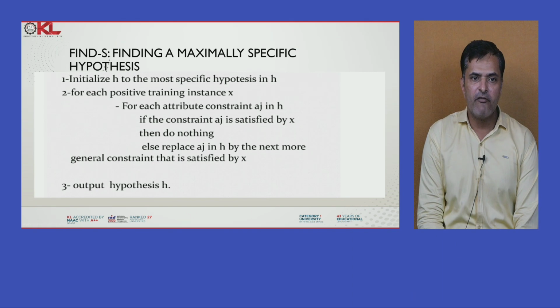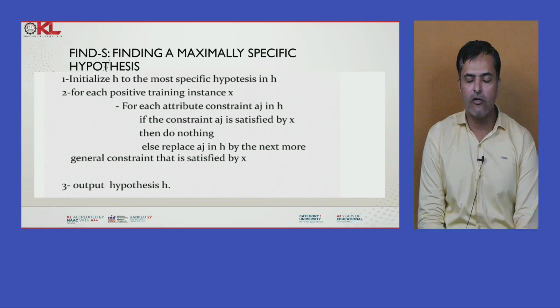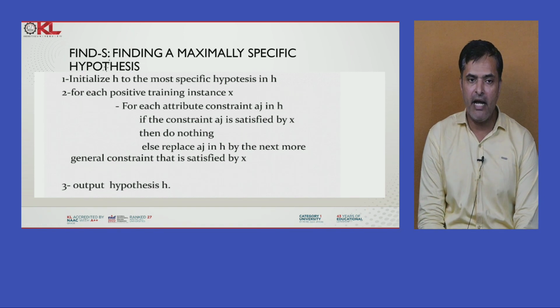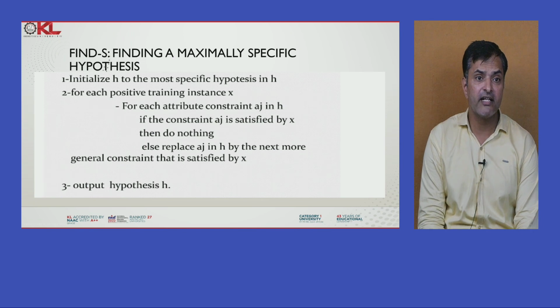When we solve the hypotheses, there are two types of algorithm. First is the Find-S algorithm and another is the candidate elimination algorithm. What is in the Find-S algorithm?